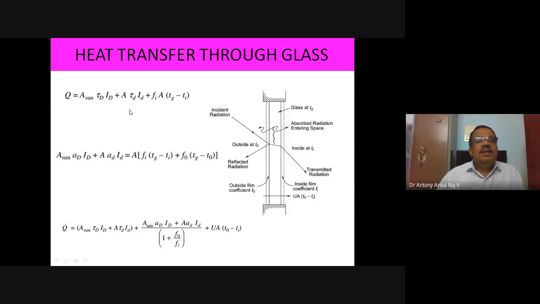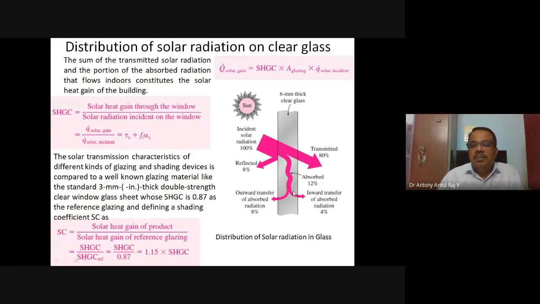Similarly, at the point of diffuse radiation also, the absorptivity will be there, and those components I have to put here. So here, AD means absorptivity for direct radiation, and a small d is the absorptivity for diffuse radiation. When I add this absorbed radiation component, that will be equal to the heat convected into the room. So again it is the same thing. This is the absorbed component.